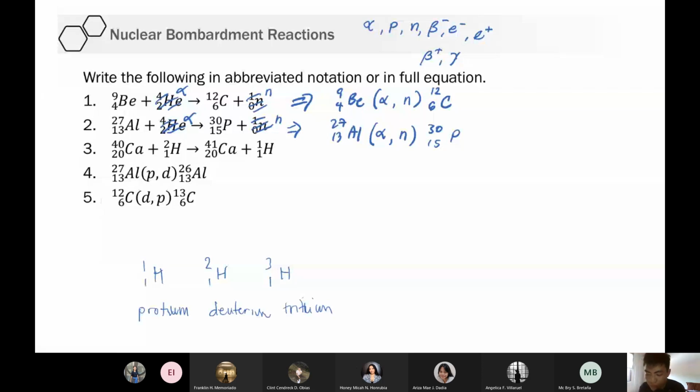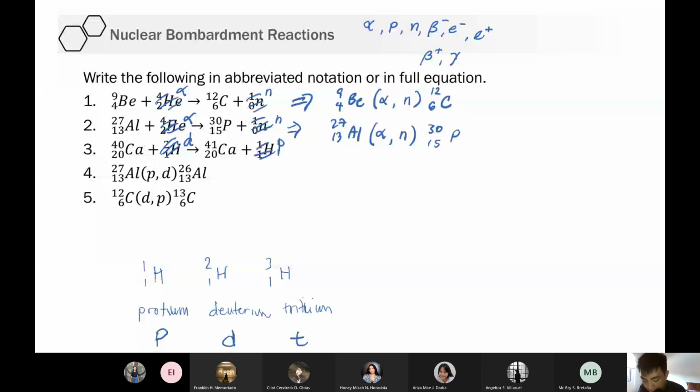Okay, so pwede mo siya kapag protium or hydrogen lang, letter P lang yan. Kaya nga letter P yung symbol niya doon. Pag deuterium, pwede mo siya i-abbreviate as D. Okay? Pag may nakita kayong D, deuterium yan. 2-1H yan. Kapag tritium, letter T. Okay? So, yan yung kanilang mga symbols. So, ibig sabihin, itong hydrogen 2, you can abbreviate this as letter D, meaning deuterium. 2-1H yan eh. And this is protium pa rin, or letter P.